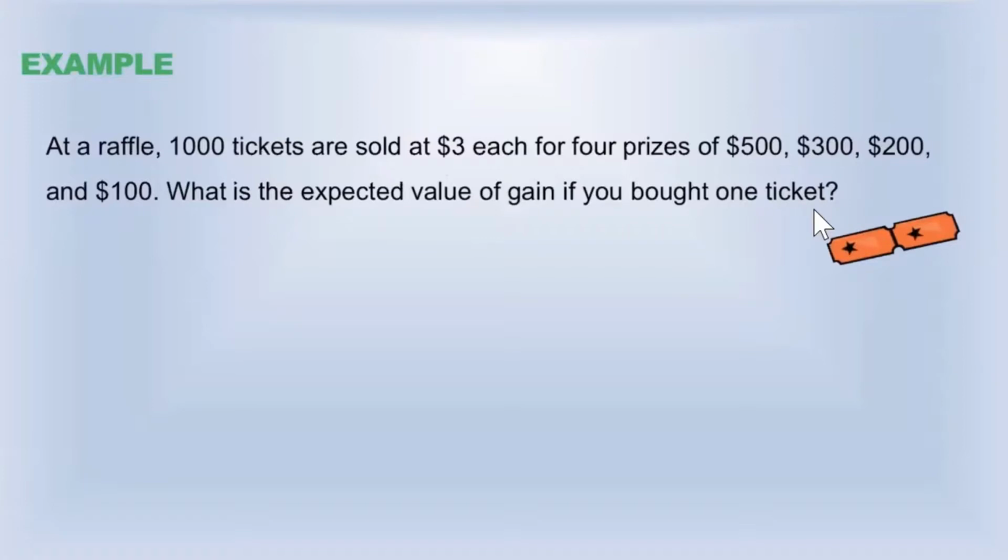Just say yes or no. Please unmute yourself. Okay, the question is clear. So we are calculating the expected gain or loss. What I'm going to do is call the random variable X the gain. X is the gain on buying 1 ticket.